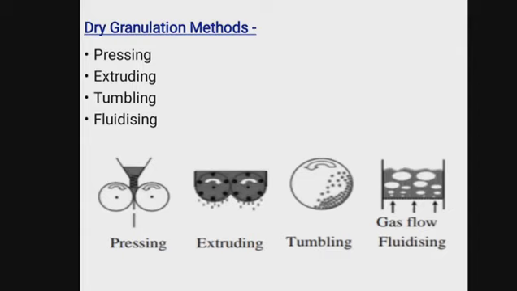The third method is tumbling. This granulation process is time consuming. It is not applicable in case of spherical and small granules, such as those less than 1 mm. The fourth method is fluidizing. Formation of agglomerates by fluidization of fine cohesive particles is a difficult process. Have a look at the diagrams of all these four methods. In the last one, that is fluidizing, the gas flow is in an upward direction.